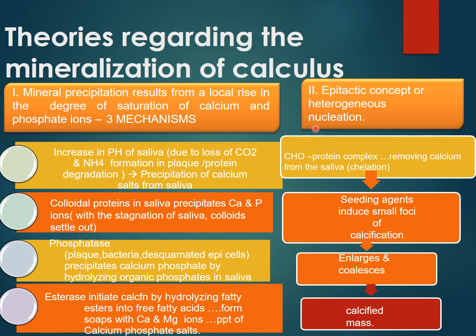Coming to the next theory, that is the epitactic concept. Here, as we said before, this will take the salivary proteins, that is calcium from saliva, by chelation. This calcium and protein complex present in saliva acts as a seeding agent, which will induce small foci of calcification, small nuclei of calcification, which get enlarged by layer formation and coalesce to form calcified masses. So this is the second theory, the epitactic concept of heterogeneous nucleation.